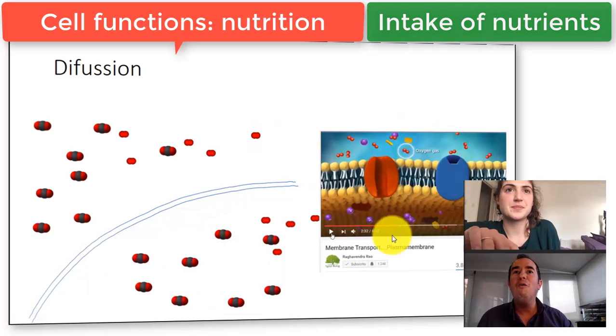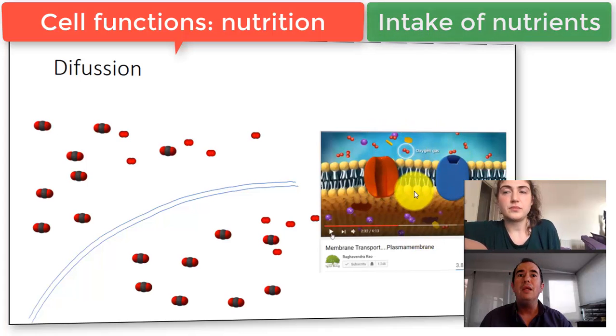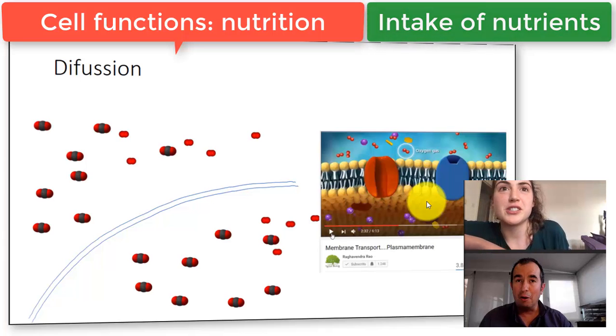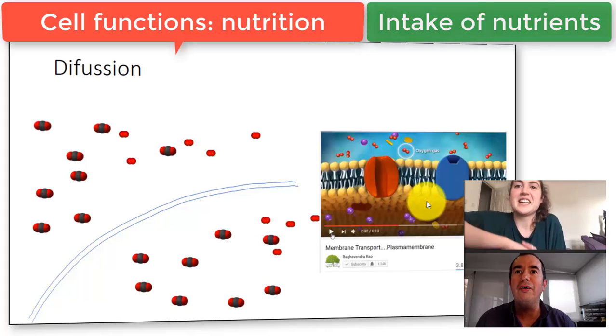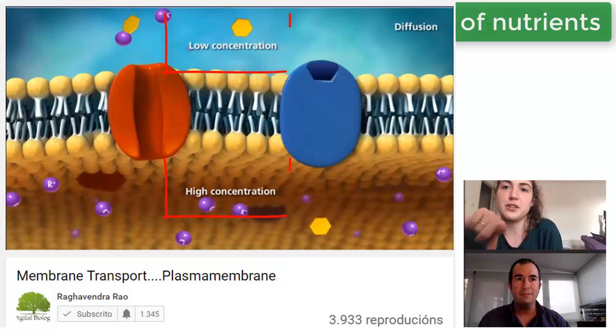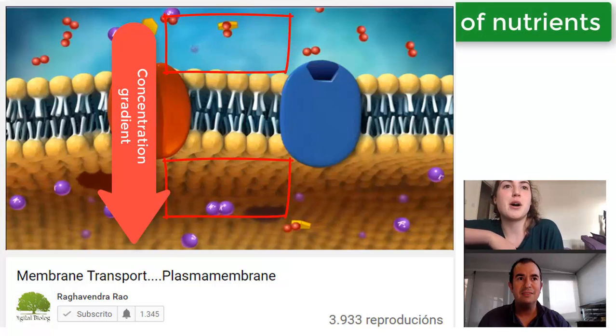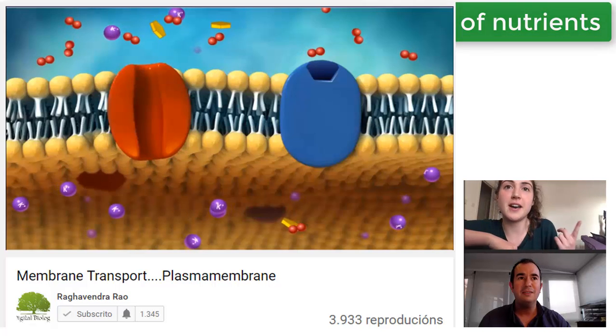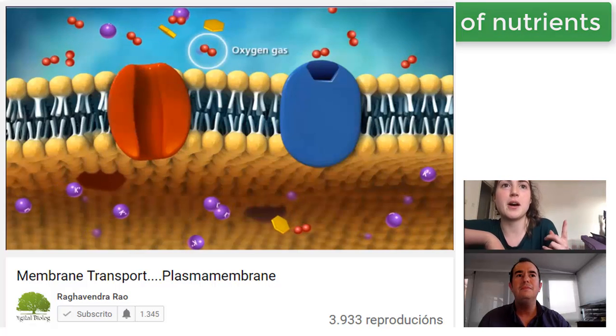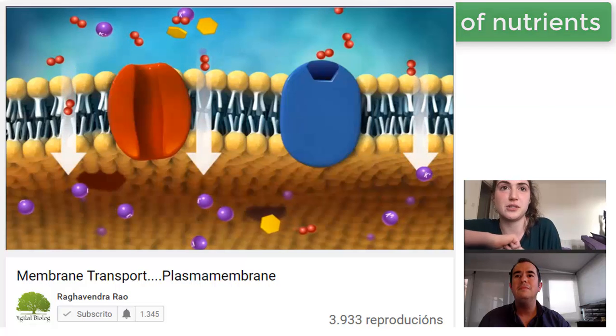So you are watching here how different gases can pass through the plasma membrane following the concentration gradient. Did I say it right? Concentration gradient. Thank you very much. The diffusion movements occur along the concentration gradient, so substances are going to pass from the side of the membrane where there is a high concentration to a side where there is a low concentration.